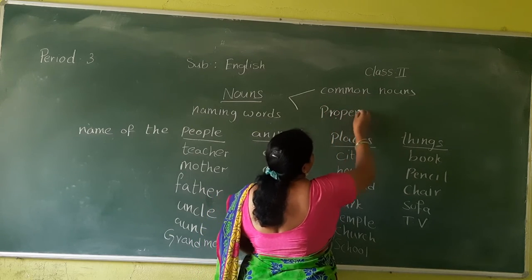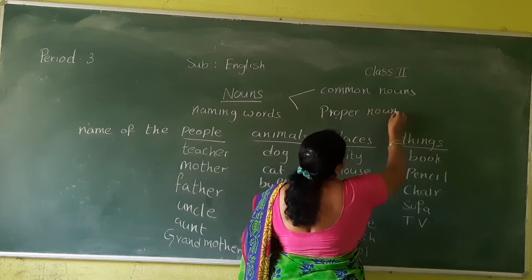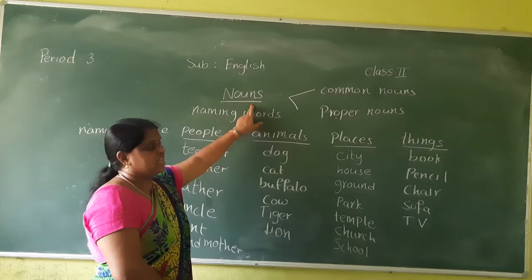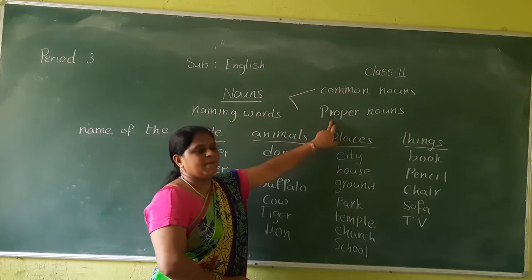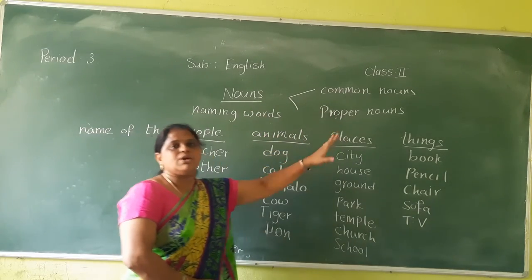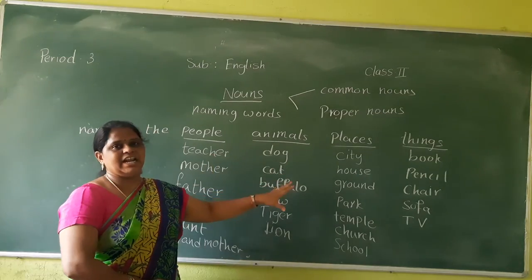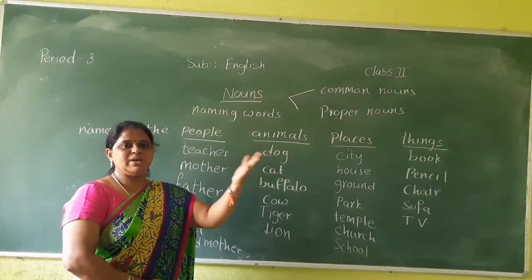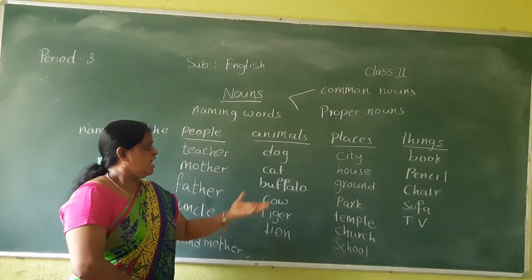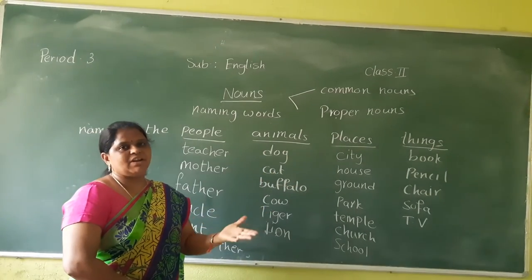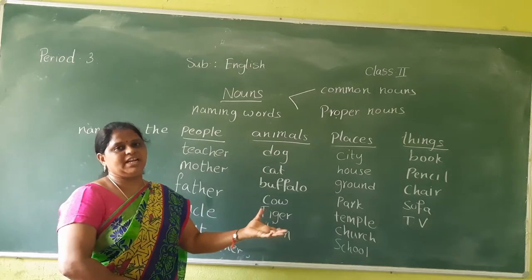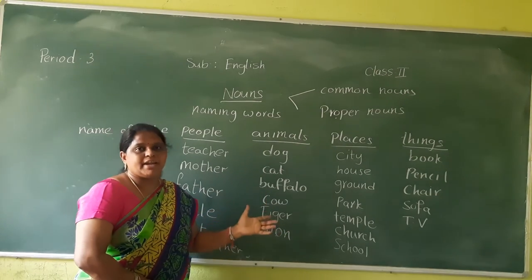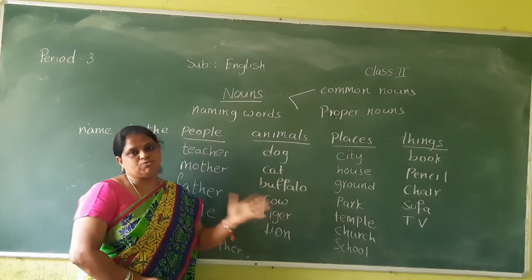P-R-O-P-E-R, proper nouns. And second, the next means proper nouns. Okay. There are two types of nouns: common nouns and proper nouns. In the common nouns, we are using the present general. So who am I? A teacher. Who is she? An aunt. Who is he? An uncle. Like that we use. And a dog, a cat, a buffalo, like that, simple. Generally we call the things and animals and places common nouns.